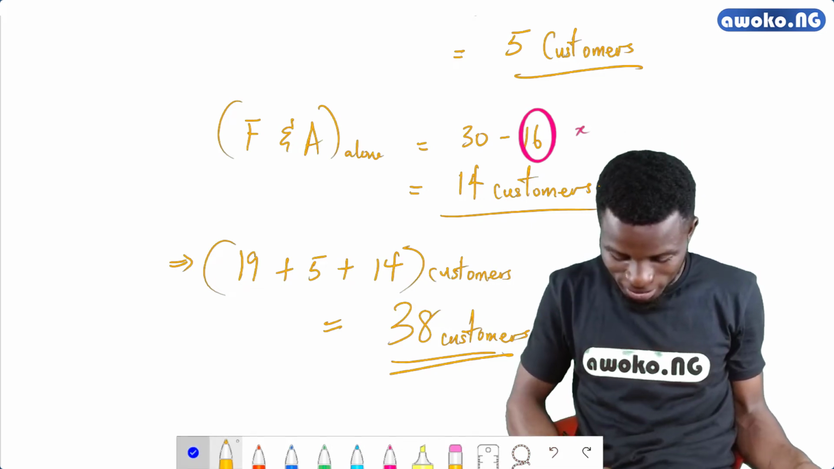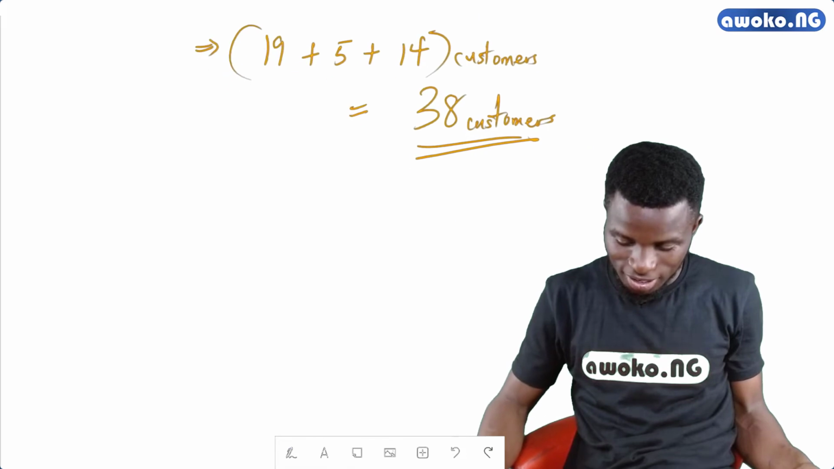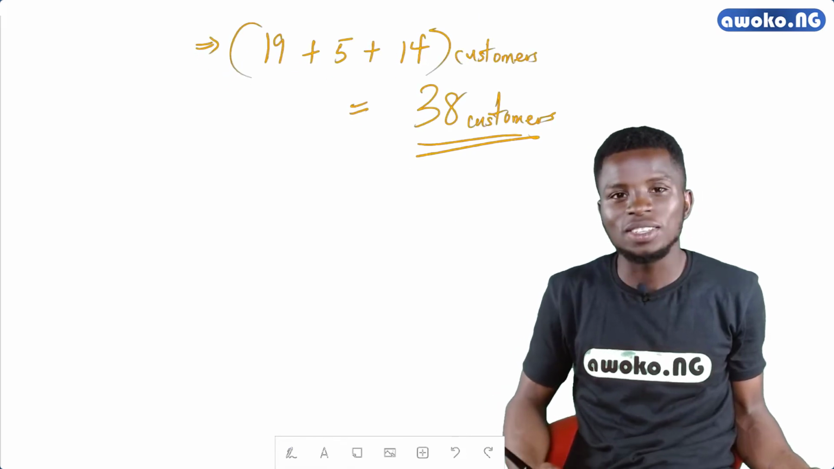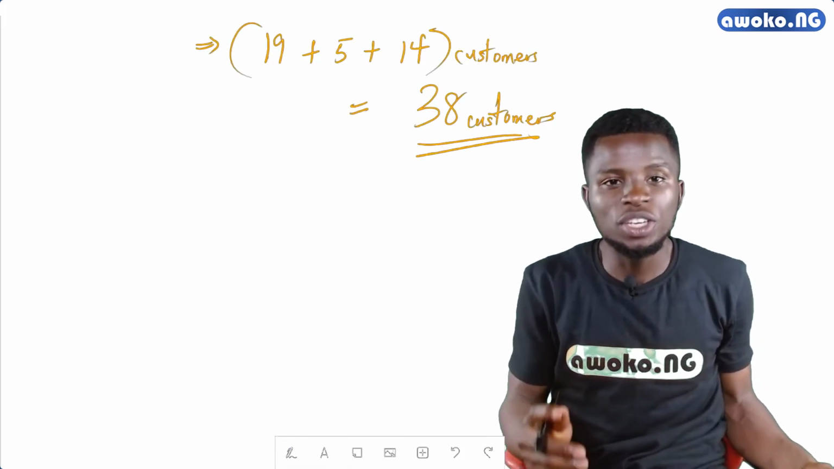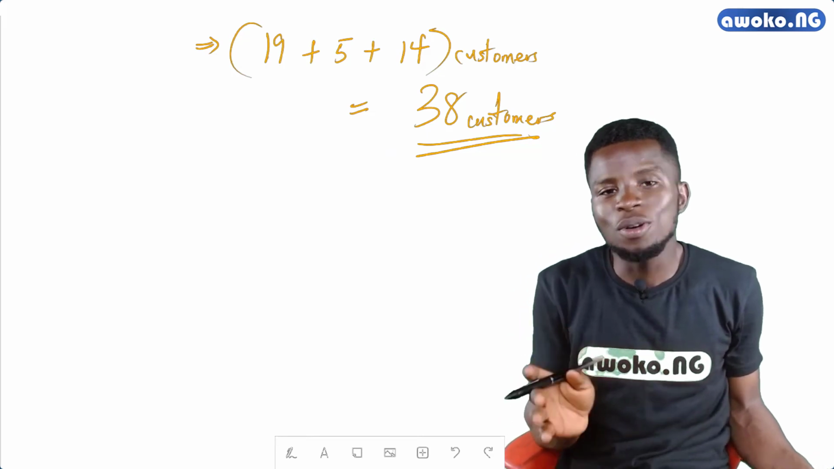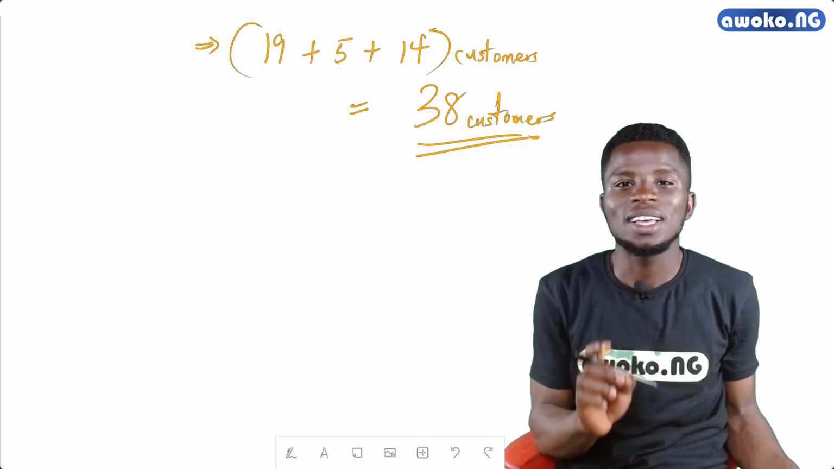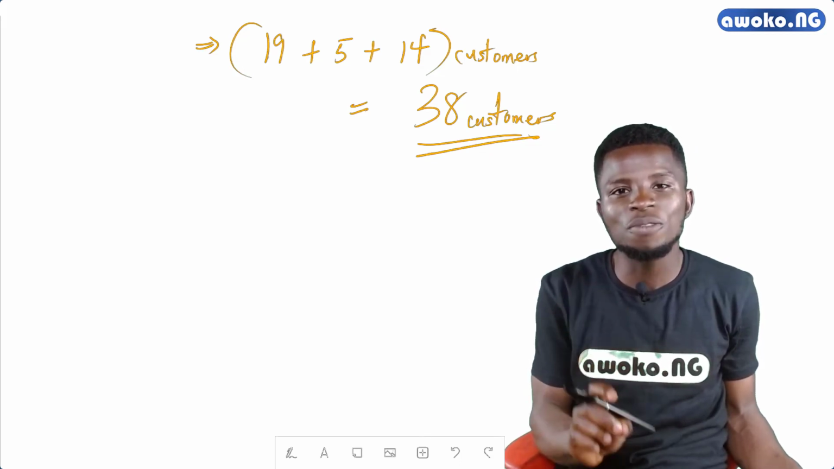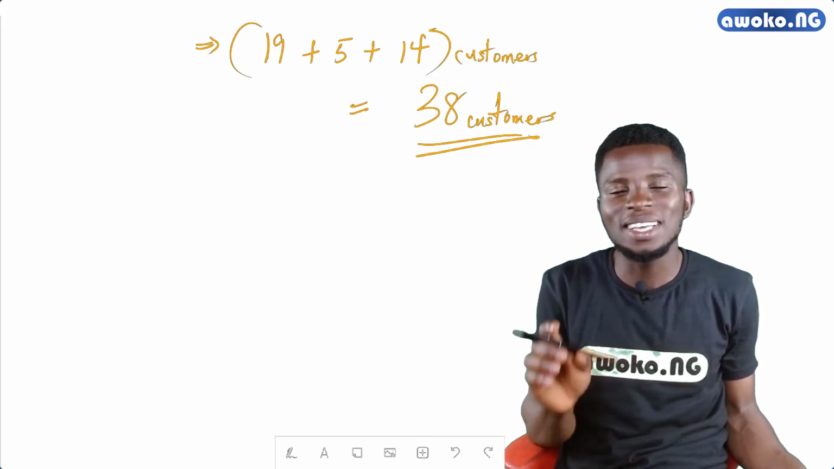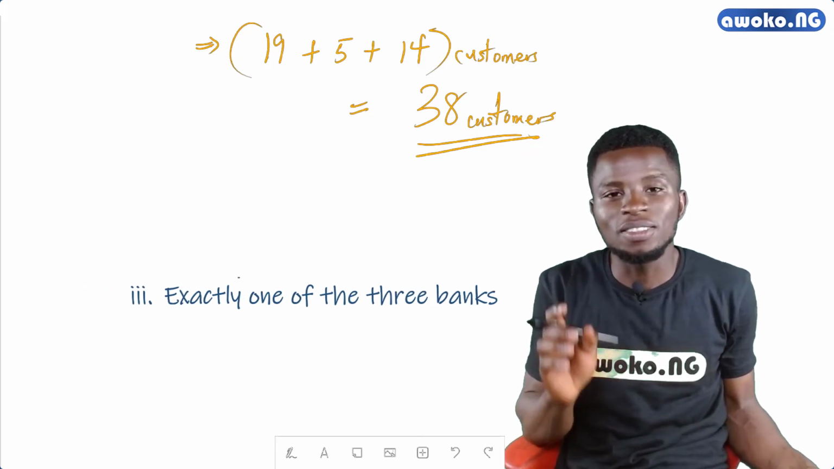Let's go to the third question. The third question says that we should look for the number of students that banked with exactly one of the 3 banks. Exactly one of the 3 banks.